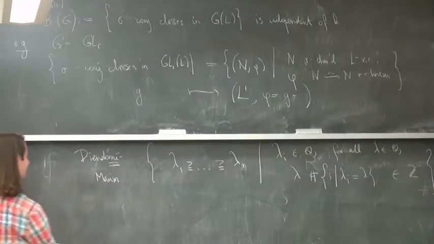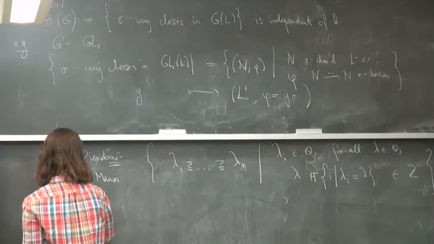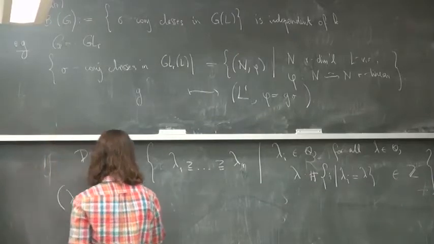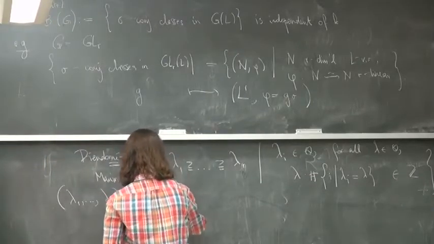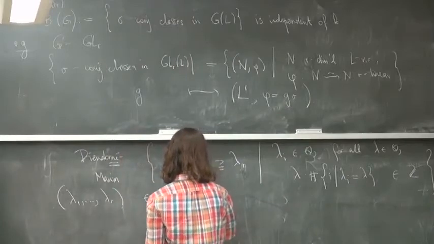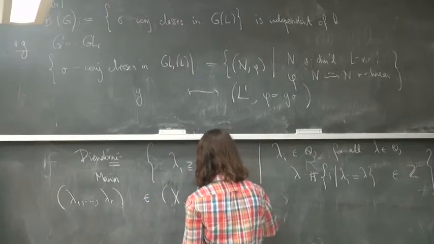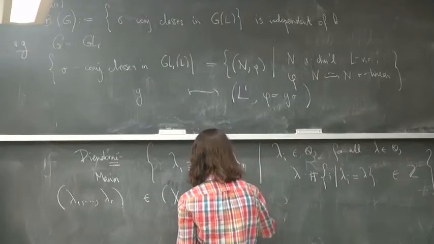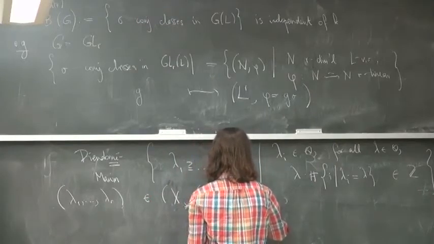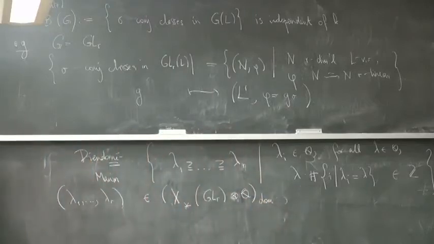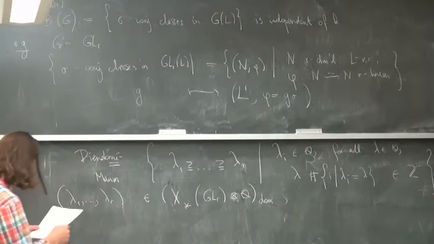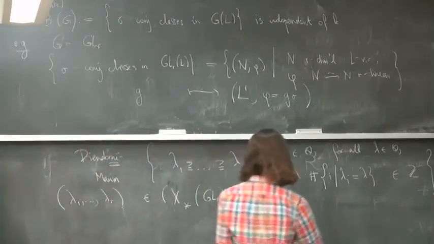And so in this case, one also calls lambda_1 through lambda_r, which you can regard canonically as an element of the cocharacter group of GL_r, the rational cocharacter group, and it's dominant in there, let's say decreasing, and so that's known as a Newton point.